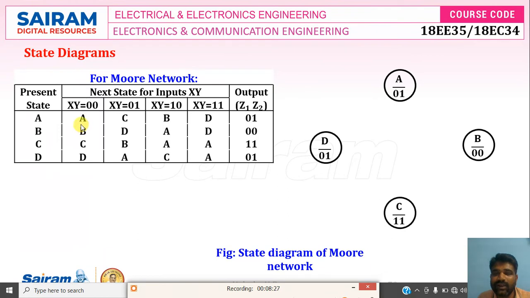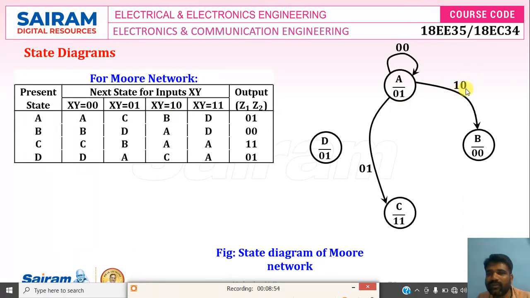Clear? Now we'll see the directed branches. Present state is A. Next state is A when the input is 0, 0. So A to A. In the directed branch, we represent only inputs. When it is 0, 1, it is C, so A to C. When it is 1, 0, B, so A to B. And it goes to D when 1, 1, so A to D when 1, 1.